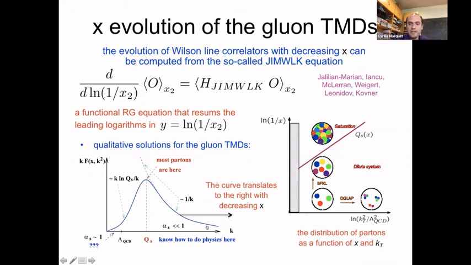As most of you know, when you start decreasing x, going to smaller and smaller values of x, essentially the only thing that happens is that this curve gets translated to the right. And you have the gluon saturation scale Qs, which we define here as the maximum of this curve, the transverse momentum for which this curve is maximum. That would also be the typical average transverse momentum of the gluons.